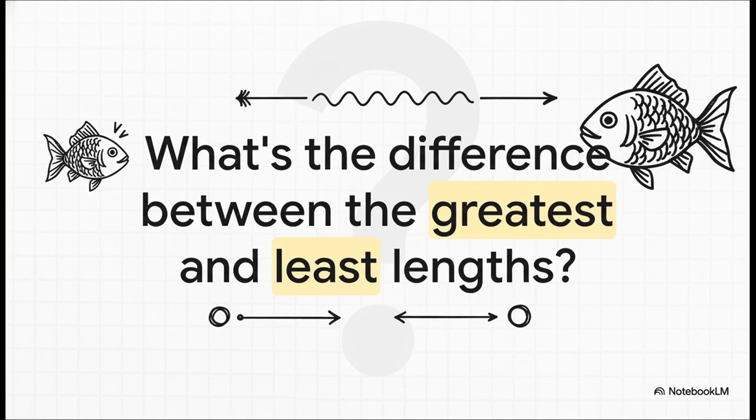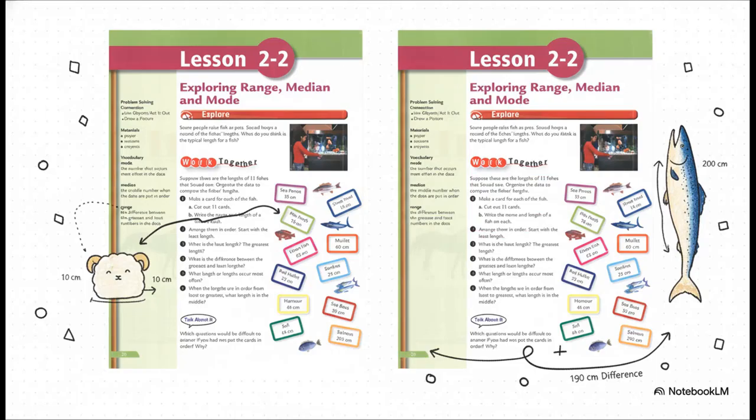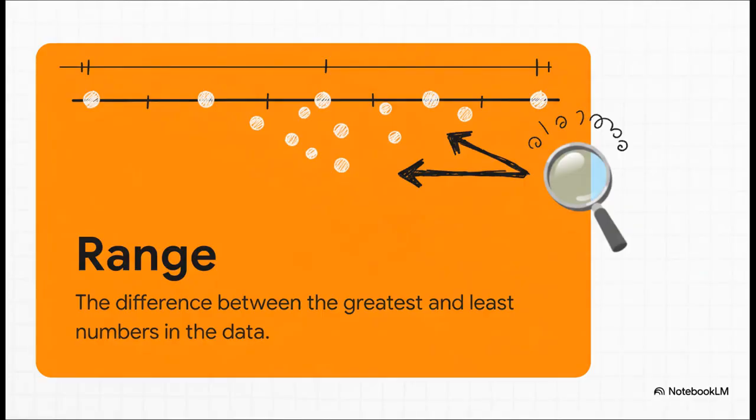So what's the actual difference between them? Okay, the little guy is 10 centimeters, and the big one is a whopping 200 centimeters. That's a difference of 190 centimeters. And that difference, well, that's our first tool. It's called the range, and it shows the data spread.